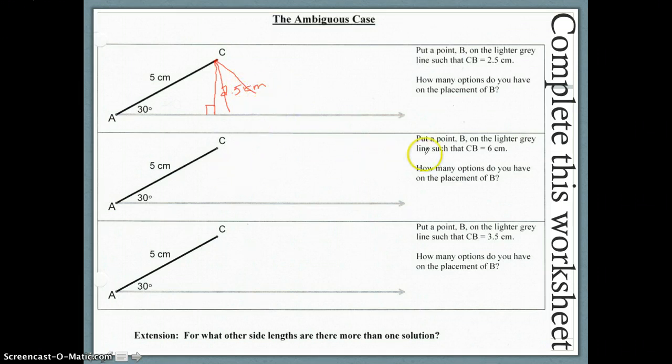Down here, you had a little more room to play with. You had a line that was supposed to be 6 centimeters, so that was quite long. So your first one might have ended up over here. Okay, so that would create a triangle. Mine's kind of rounded, but you kind of get the idea. So that would create one possible triangle.